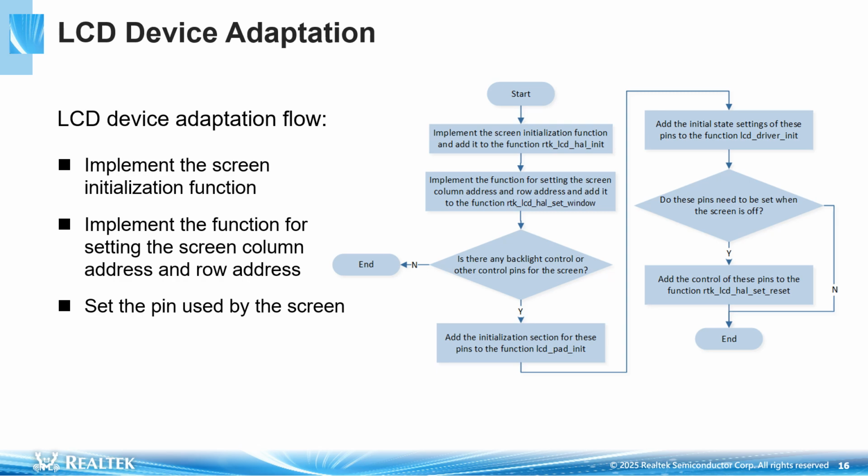If there are backlight control or other control pins on the screen, the initialization part of these pins needs to be added to the function lcd_pad_init, and the initial state of these pins needs to be set in the function lcd_driver_init. If these pins need to be set when the screen is turned off, the control of these pins needs to be added to the function rtk_lcd_hal_set_Reset. There is control logic for the screen reset pin in the function lcd_driver_init, and you can modify the timing of the reset pin according to the requirements of the screen used.